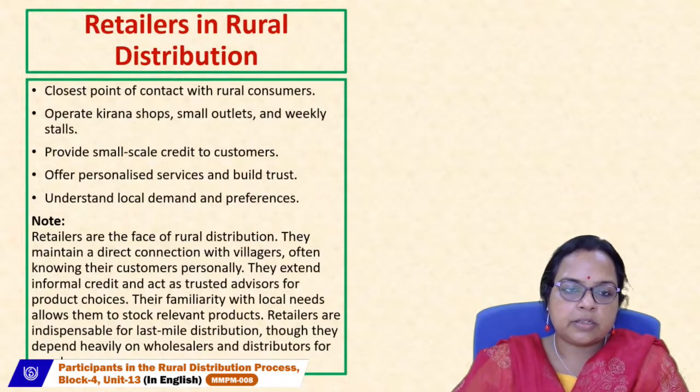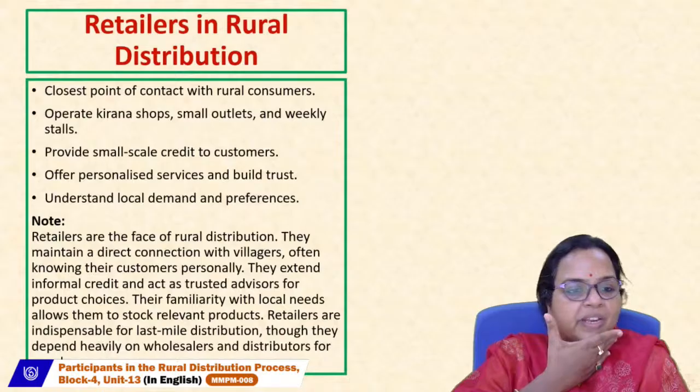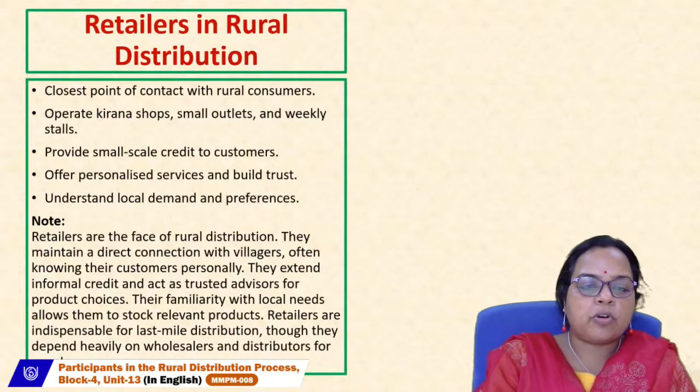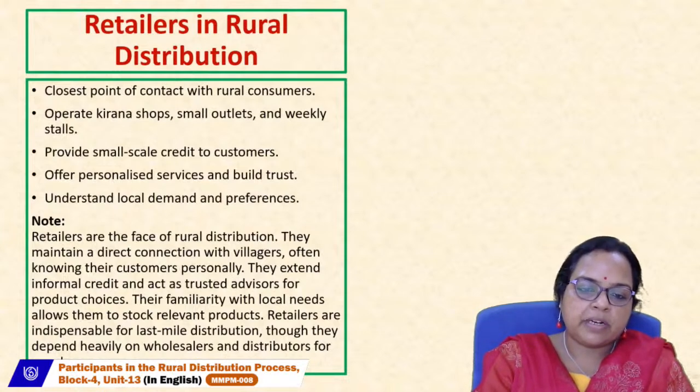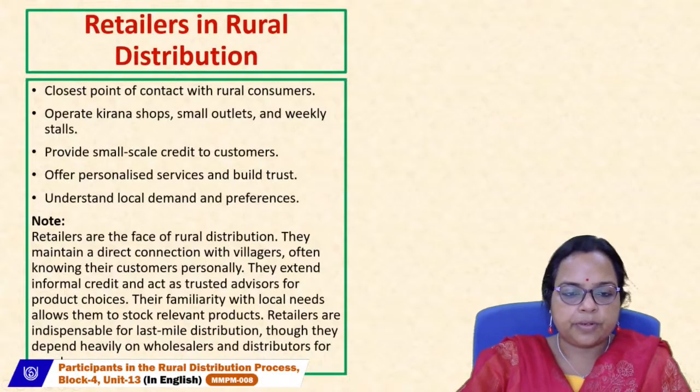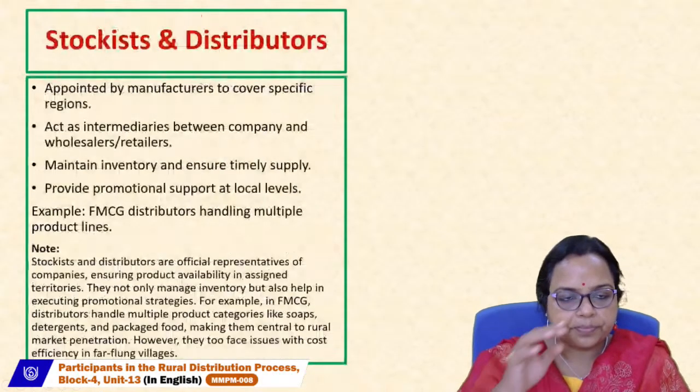So these are retailers at the closest point of contact with the rural consumers. People usually see them as kirana shops, small outlets, pan dukan or weekly stalls. They provide small scale credit to customers, offer personalized services, build trust, and understand local demand and preferences better than the wholesaler. So in the rural distribution channel, the role of the retailer is always an important one.